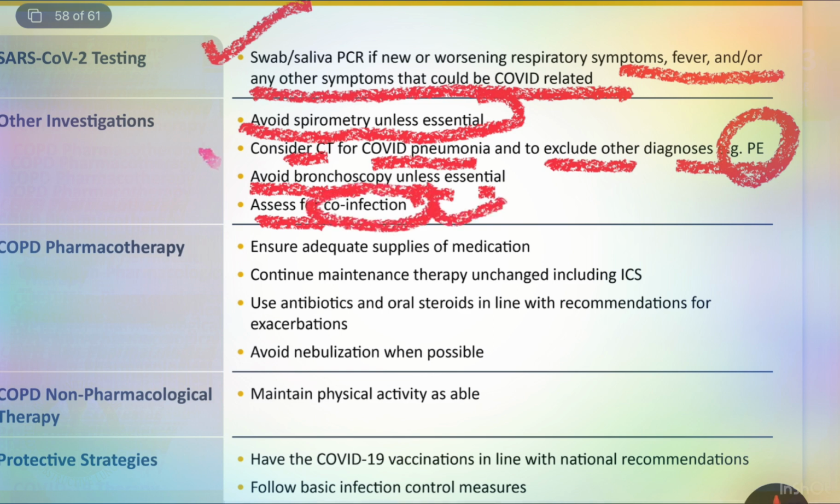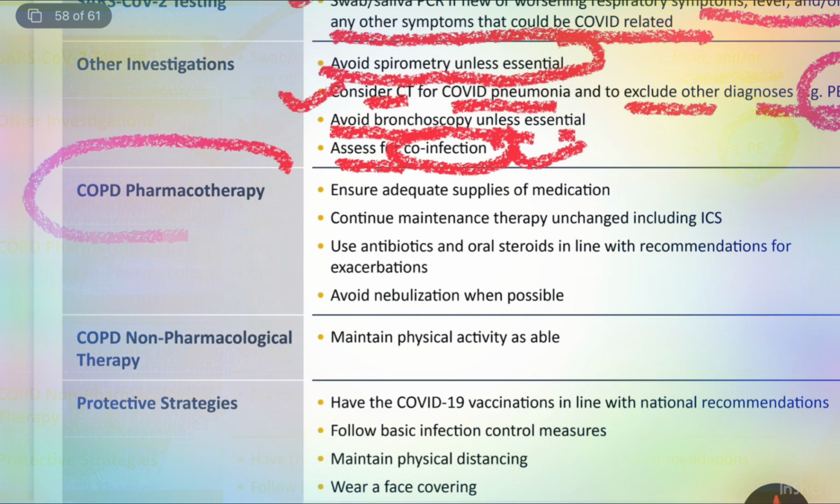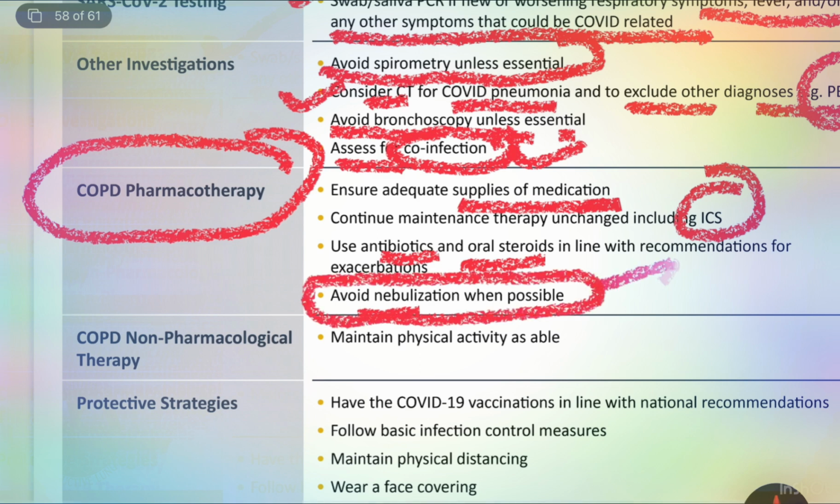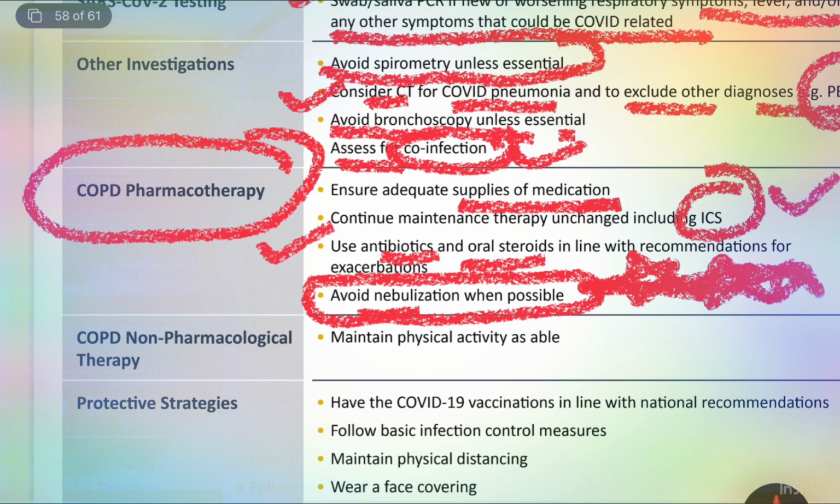So we should assess for co-infection, and we should do a CT scan, and we should avoid spirometry and bronchoscopy. Then for pharmacotherapy, they are telling we should ensure an adequate supply of medication to the patient, continue inhaled corticosteroid, use antibiotic and oral steroid if they are recommended for exacerbations, and avoid nebulization when possible. If it is possible, then we should not give nebulization. Very important. We should use inhaled corticosteroid, antibiotics and oral steroid.